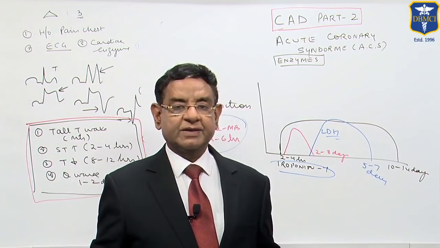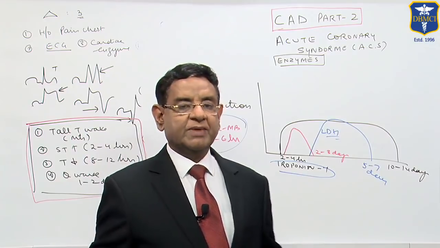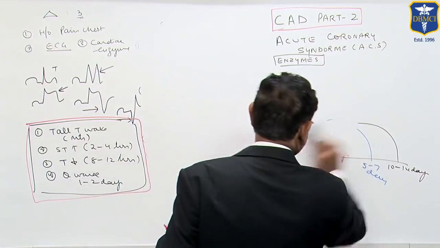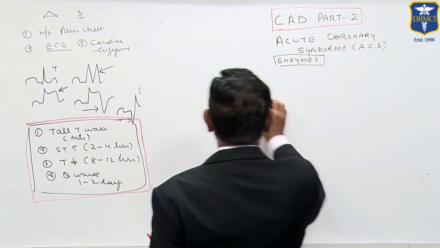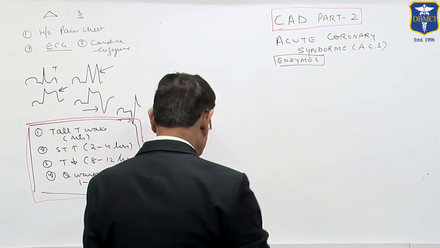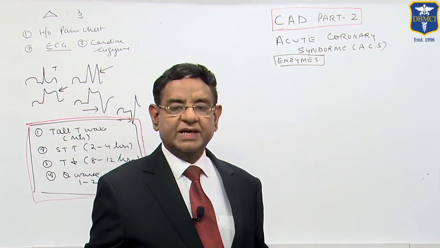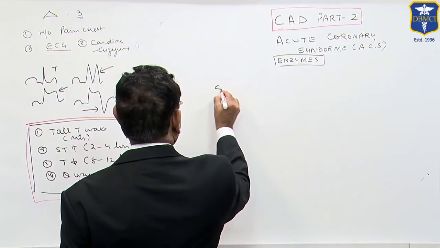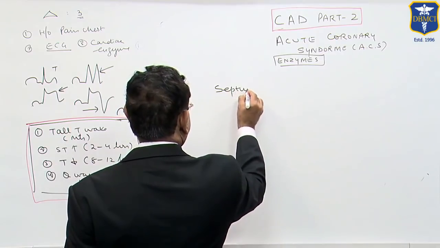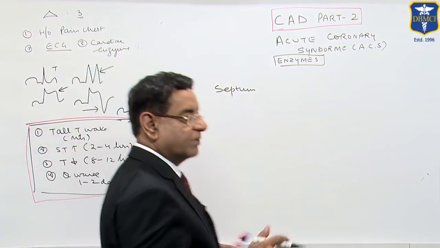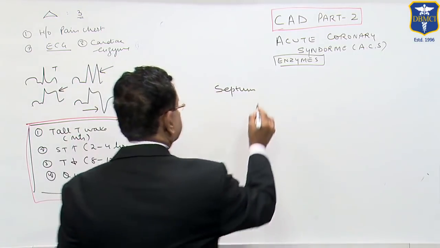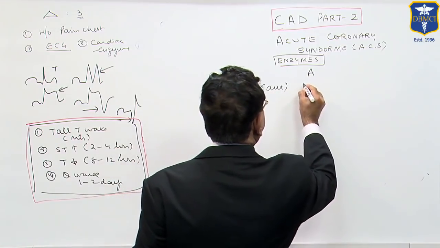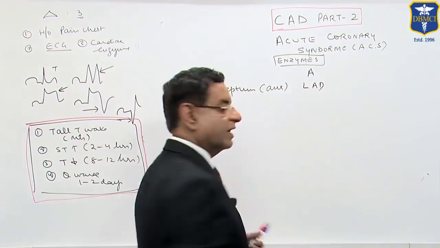Now we want to locate, we want to find out which part of the myocardium is involved. So we again learn some basics about the blood supply of the myocardium as well as which leads are there in ECG. So the septum, the anterior part of the septum, the artery supply is the left anterior descending artery.